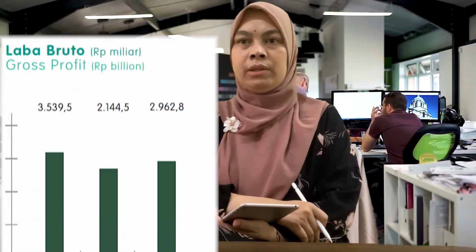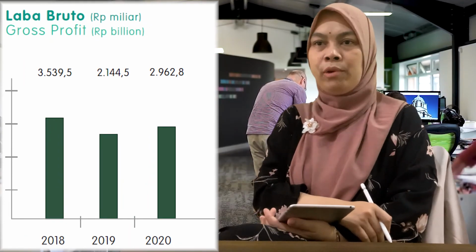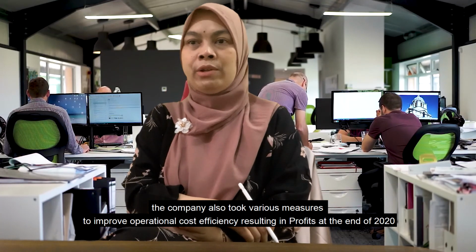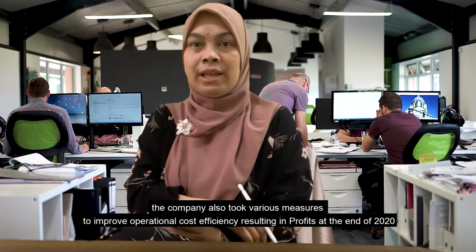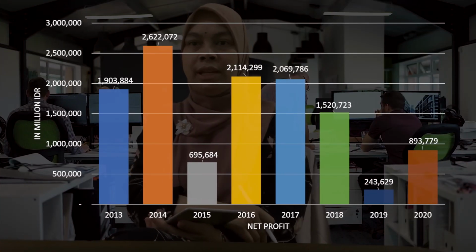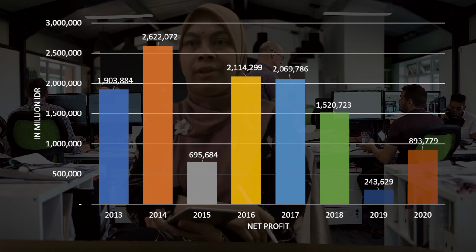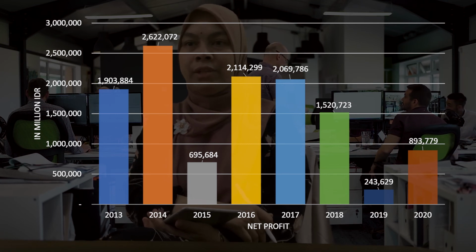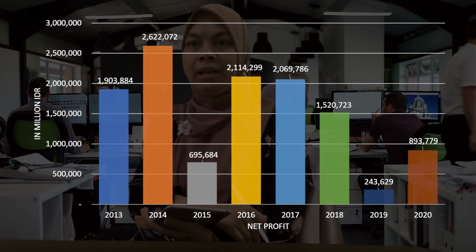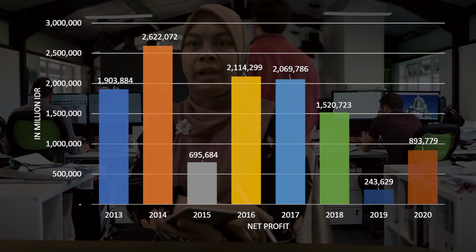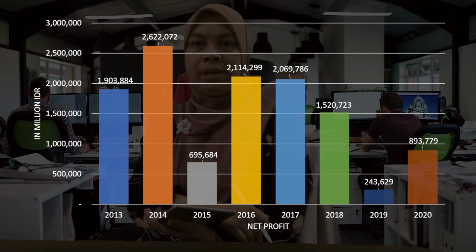The company recorded a gross profit increase of 38.2% compared to the year before. The company also took various measures to improve operational cost efficiency, resulting in profit at the end of 2020 which can be attributed to the owners of the company of 833 billion rupiah, an increase of 294.6% compared to the year before.